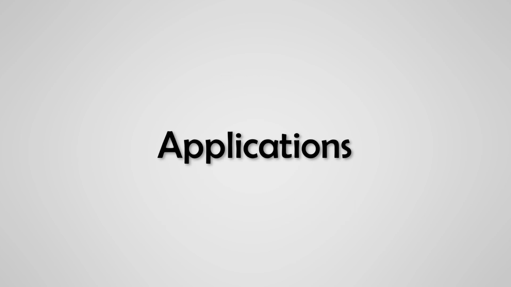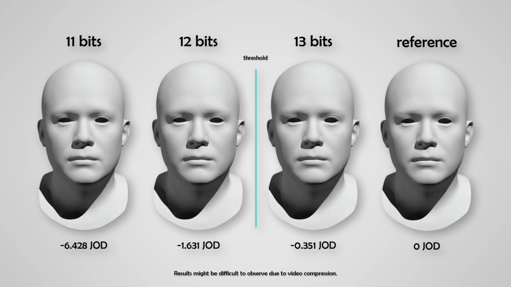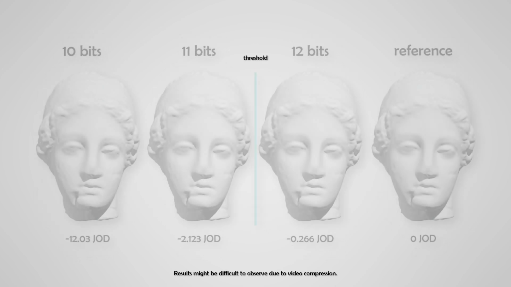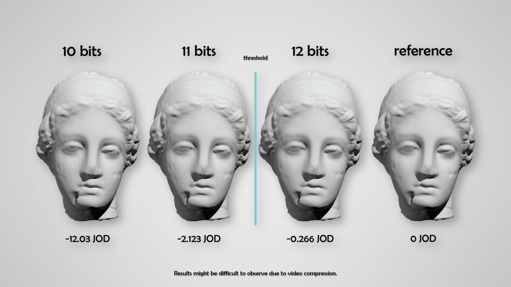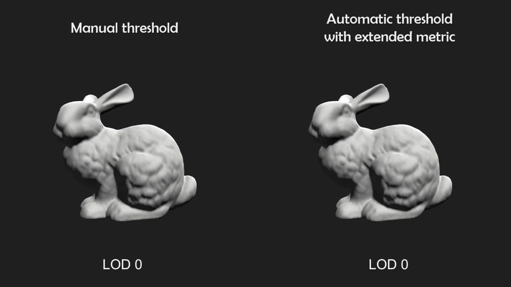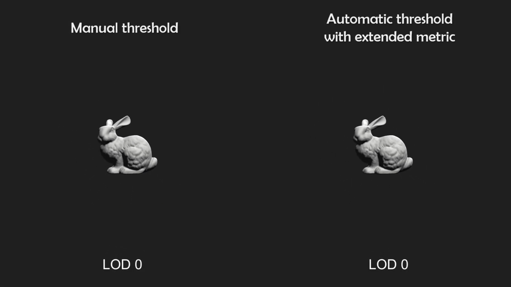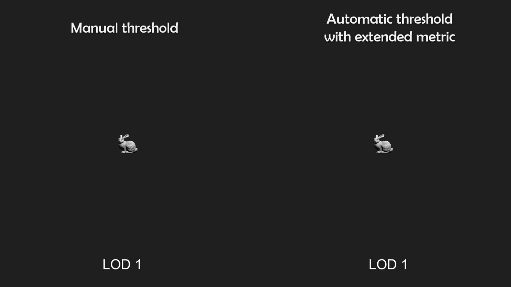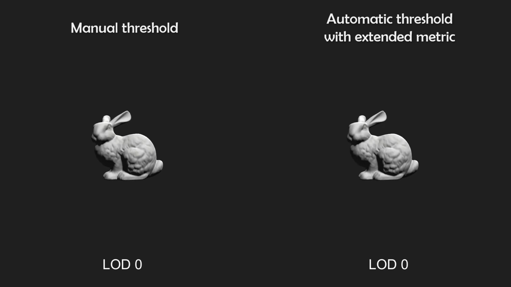We demonstrate some applications of our retargeted metrics. For example, we can automatically select the lowest bitrate for mesh compression that lies below a perceptual threshold. We also show a use case where retargeted metrics can be employed to automatically select the moment when a mesh should be swapped for a lower detail level version in level of detail rendering.